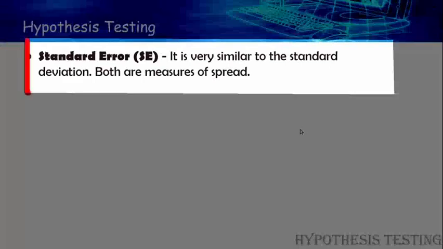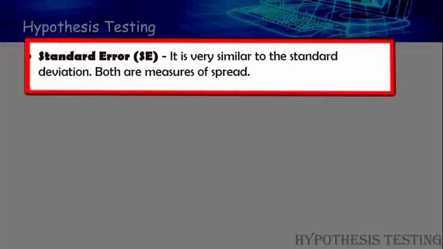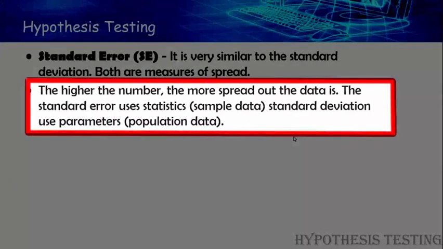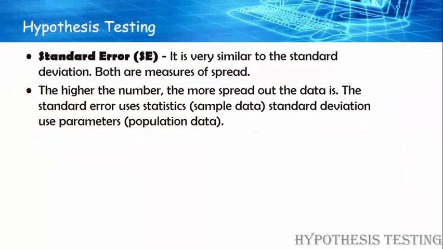Next we have standard error. It is very similar to standard deviation, as both are measures of spread. For standard error, the higher the number, the more spread out the data. The mean is like an ideal value which we are expecting, and whatever the deviated values are, those are the errors. If it is higher, obviously your standard error of the statistic is higher with respect to the sample data.